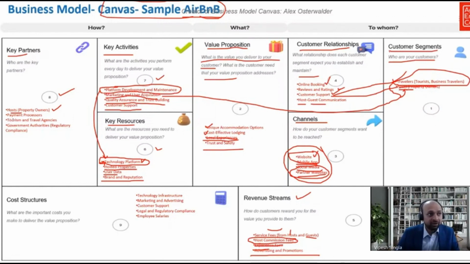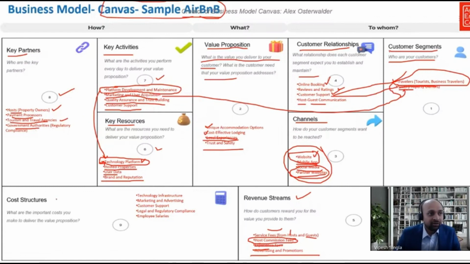The next one is payment processors. For example, PayPal, or in India, you have this, I forgot the name, UPI and Google Pay, all those, right? Then tourism and travel agencies, basically in some countries and places, they need to get licenses from them. Then the government authorities who basically provide the regulatory compliance.